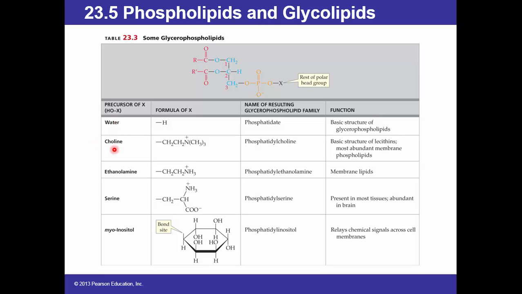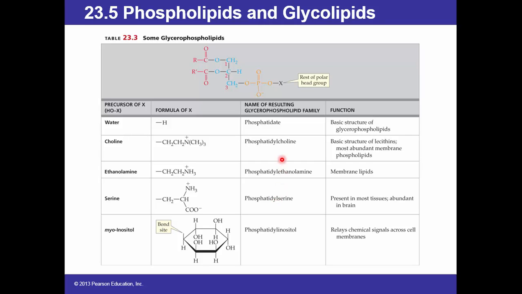Now if the precursor of X is choline, and here we have OH and then X, then this is called phosphatidylcholine. It is the basic structure of lecithins, the most abundant membrane phospholipids. If X is ethanolamine, then it's called phosphatidylethanolamine, membrane lipids. However, if X is the amino acid serine, then we have phosphatidylserine, and this is present in most tissues and abundant in the brain. If the precursor of X is myoinositol, like this, then we have phosphatidylinositol, which relays chemical signals across cell membranes. So these are some types of the so-called glycerophospholipids family.